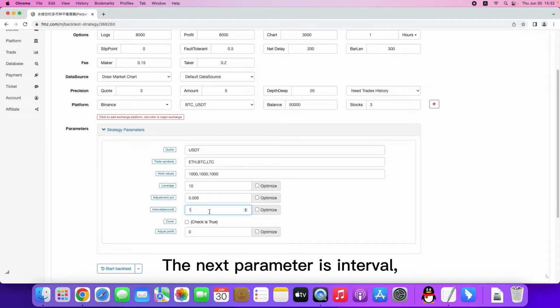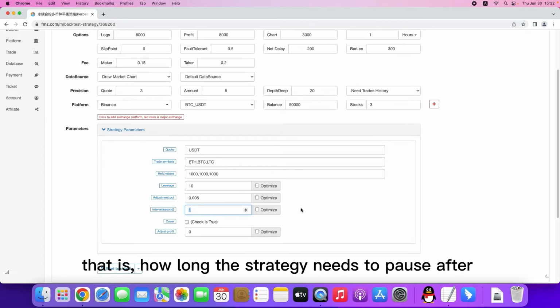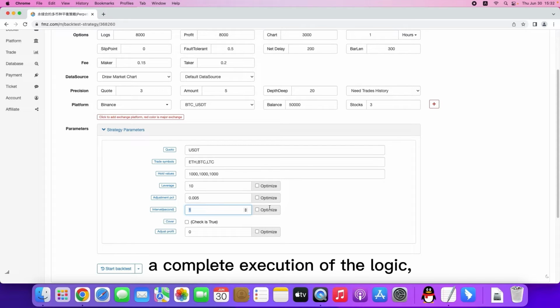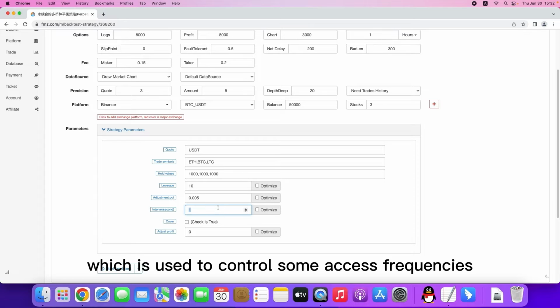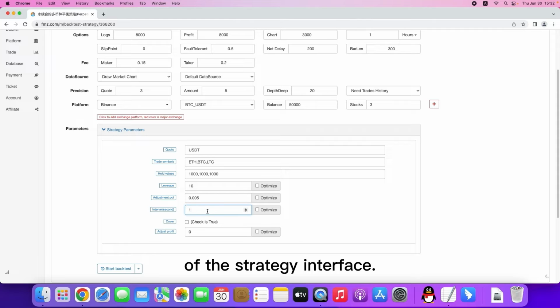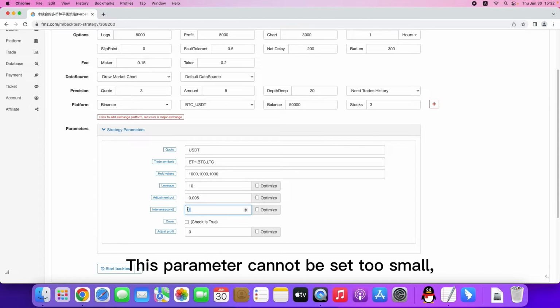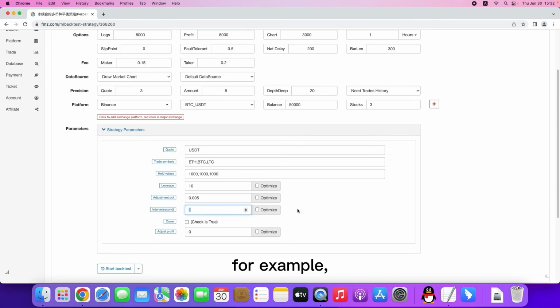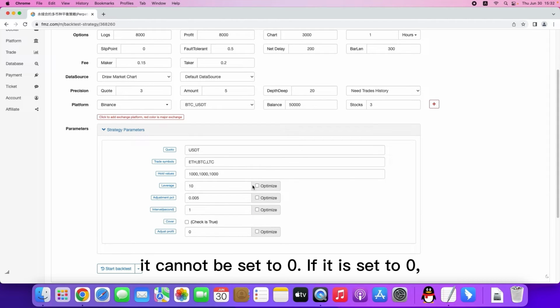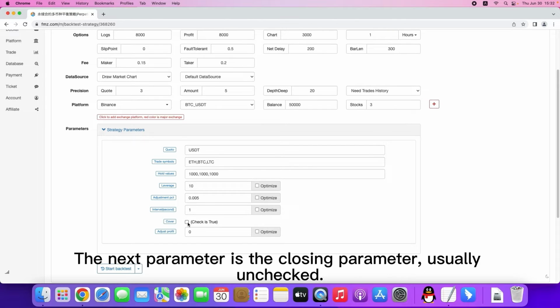The next parameter is interval. That is, how long the strategy needs to pause after a complete execution of the logic, which is used to control some access frequencies of the strategy interface. This parameter cannot be set too small. For example, it cannot be set to 0. If it is set to 0, the strategy may pull too fast, which may cause some API interface access rate limiting restrictions.